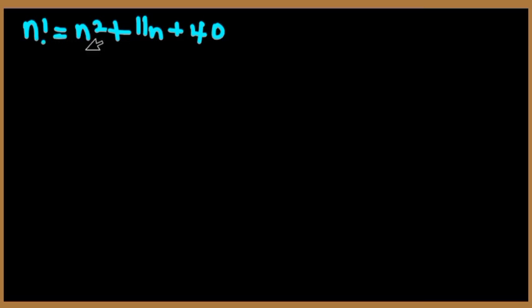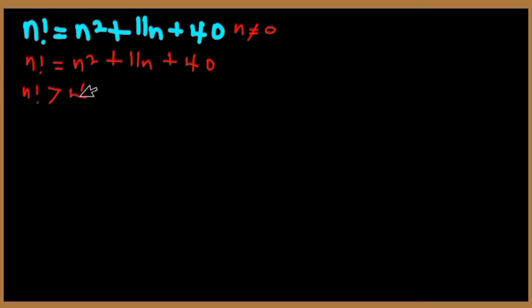Now have in mind n equals 0 does not work for this solution, so you can put n equal to 0 here. It will not work for this solution. Okay, so this means that n factorial equals n squared plus 11n plus 40 implies that n factorial must be greater than 40.